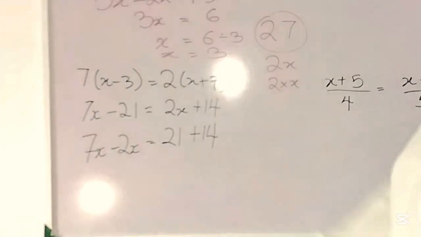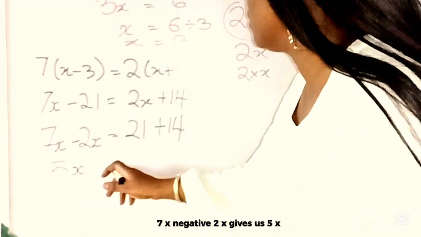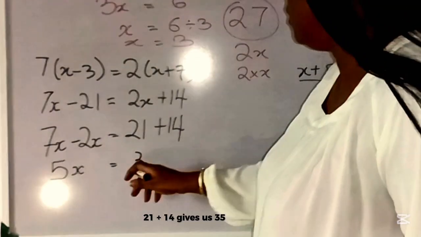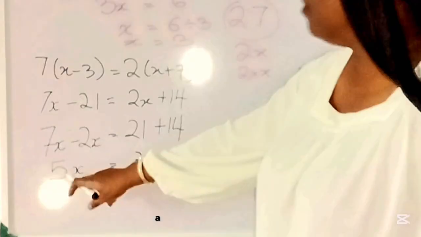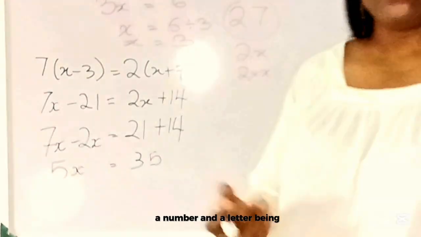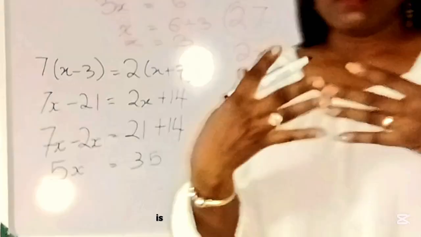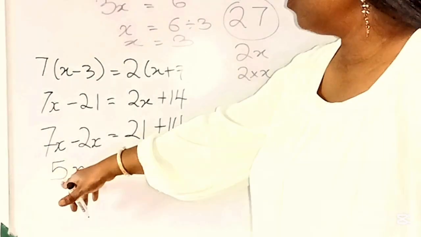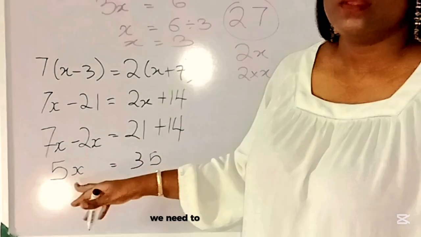Are we good? 7x negative 2x gives us 5x. 21 plus 14 gives us 35. And remember what I said about a number and a letter being paired together. A number and a letter being paired together is paired together using the multiply sign. So that means for us to move 5 from this side to this side, we need to divide.